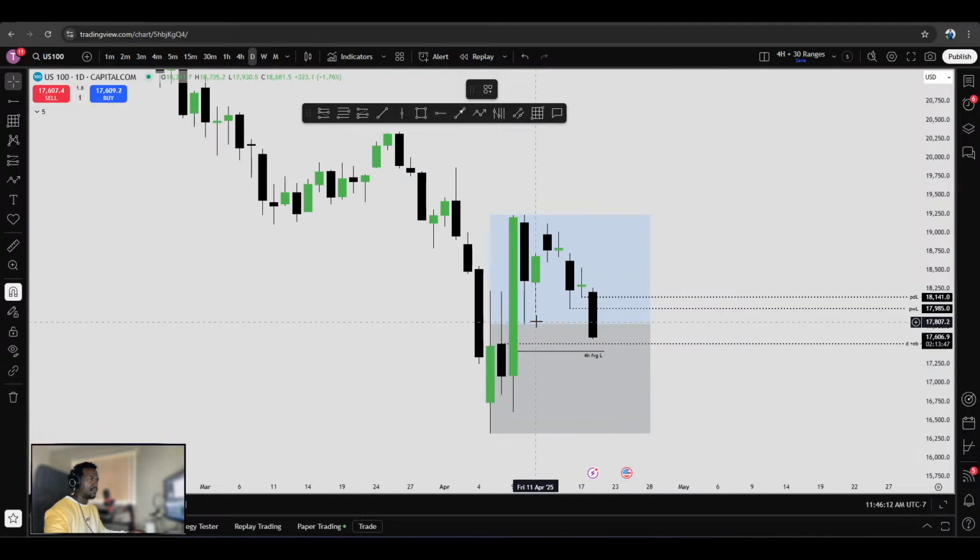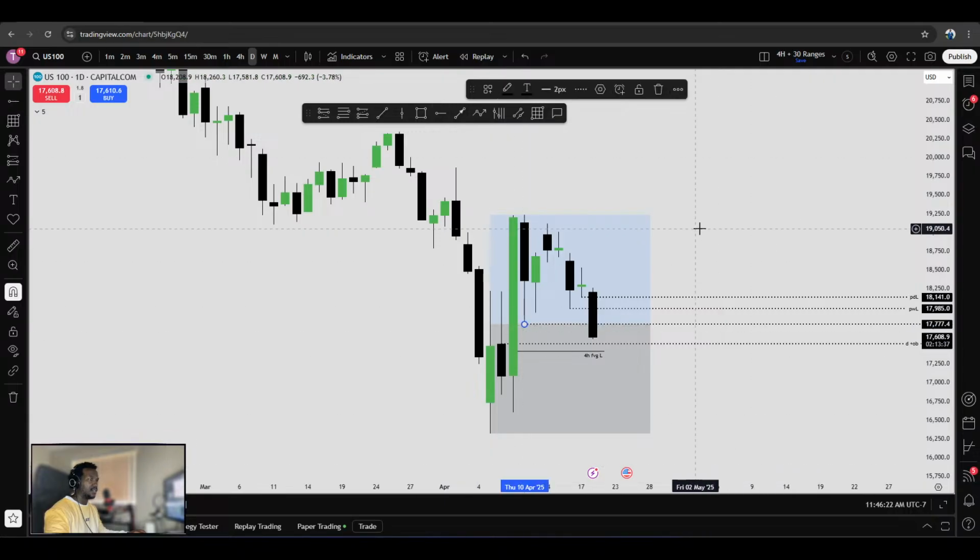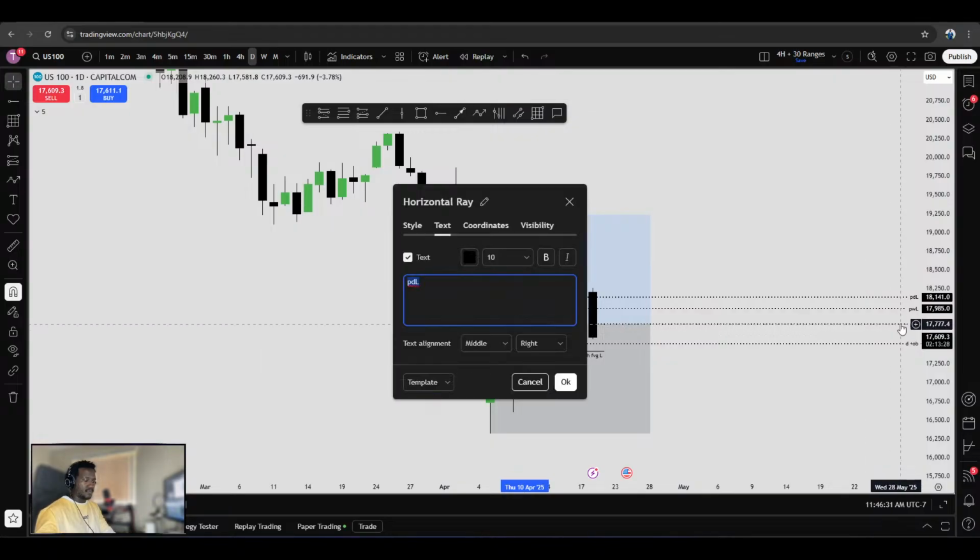And I'm going to mark this one too, because I'm seeing that we've taken out 1, 2, 3, 4 days. I'm going to mark that right there, which is also the half of the previous 4 hour. Okay. As an old daily low, like that.